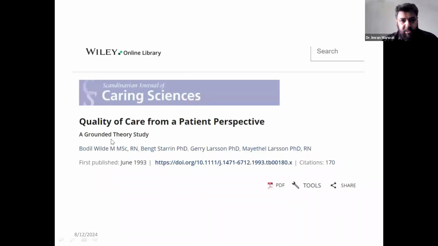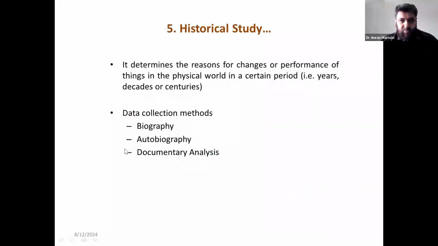For example, this was Quality of Care from a Patient Perspective, a grounded theory study. You can explore how this research study was conducted, how the data was collected, what the different steps involved were, and how it was compared across different groups.